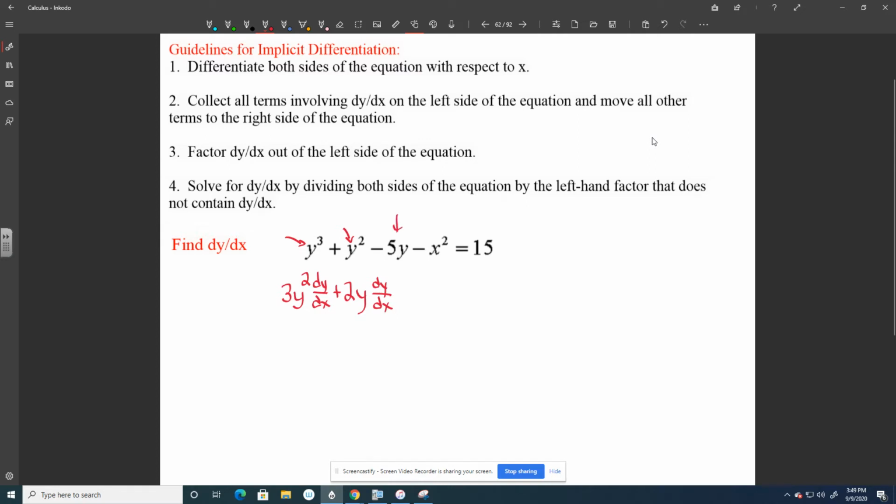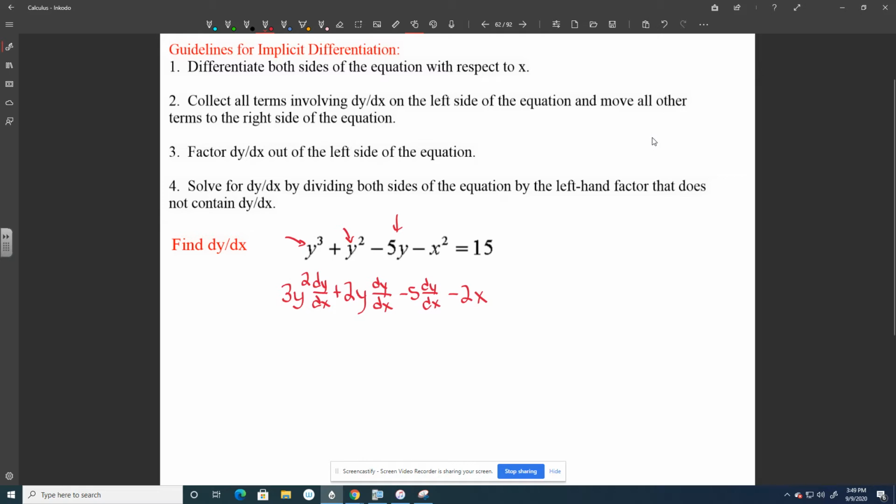And then again here, negative 5 times y, the derivative of negative 5y is just negative 5. But I had to take the derivative of the y, which is dy/dx. And then the minus x squared, because there's no y involved, I treat that like I normally would, a negative 2x. I don't write the dx over dx because it just cancels out.